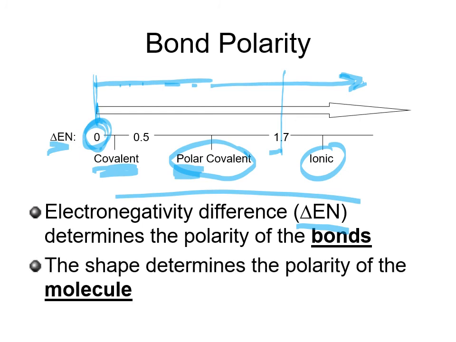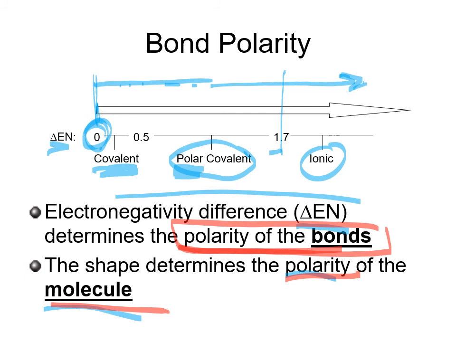The shape of the molecules themselves will determine the polarity of the molecule. So realize we've got two different things here. We've got bond polarity and we've got molecular polarity. Two very different things. Bond polarity is super easy to figure out. You just find the electronegativity difference. Molecular polarity is going to be more complicated because you need to know the shape of the molecule, and then the interactions that happen within the molecule, how the dipoles act on each other, are going to sum up to give you whether or not the molecule itself is polar.